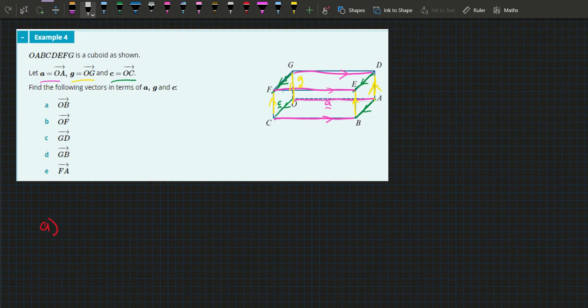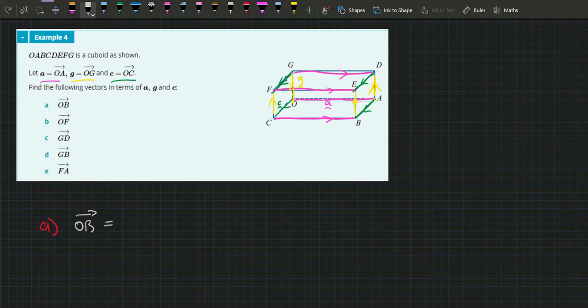Okay, so I've highlighted some colors here to make it obvious which vector is which, and we need to also remember the direction of the vector. So for example, C to B is vector A, the O to A vector over here, but B to C is minus that. Okay, so we're going to look at O to B here.